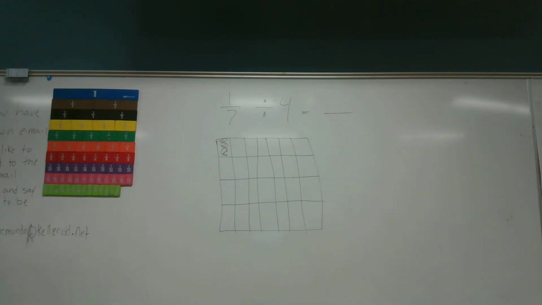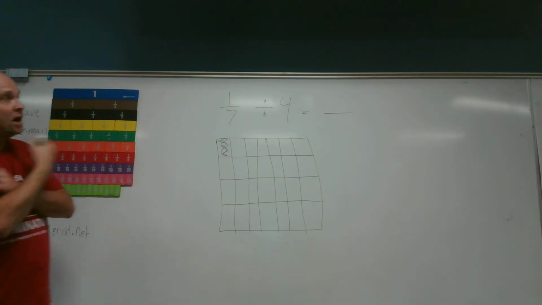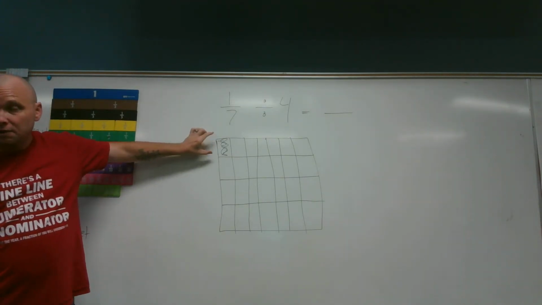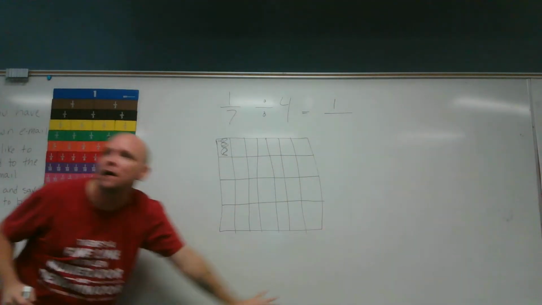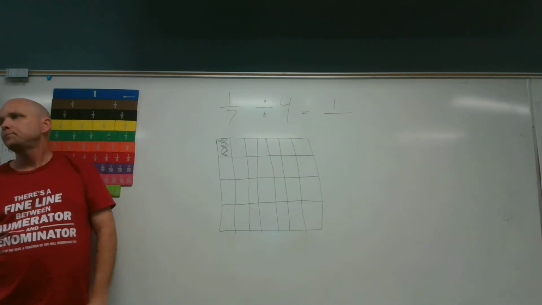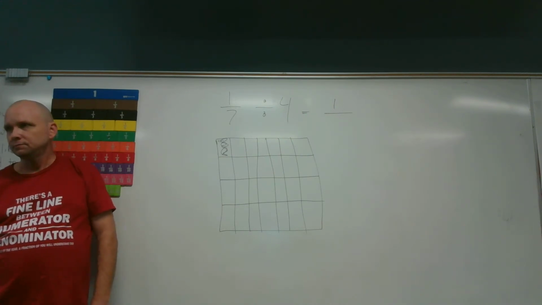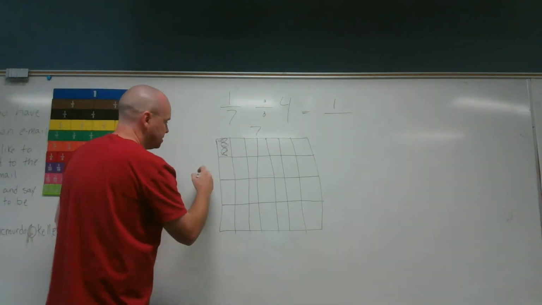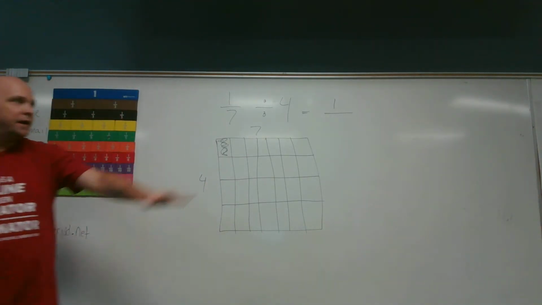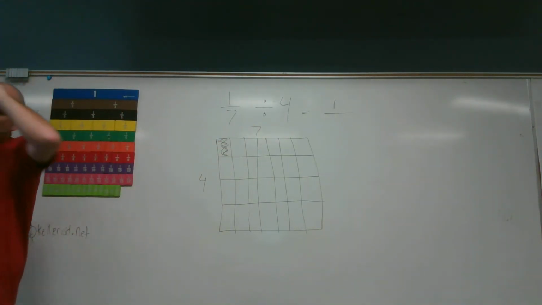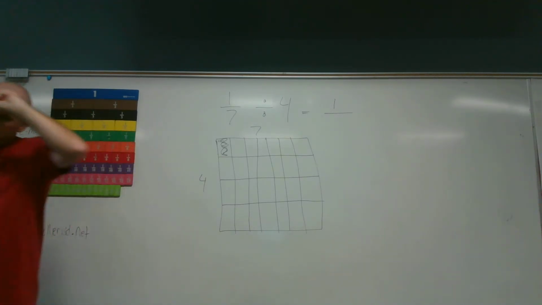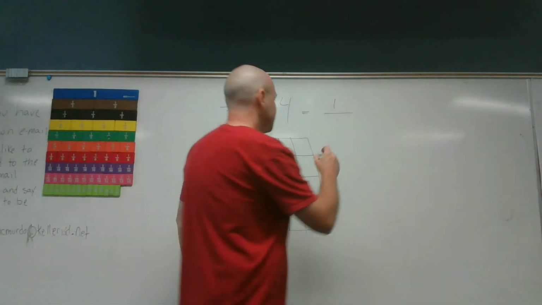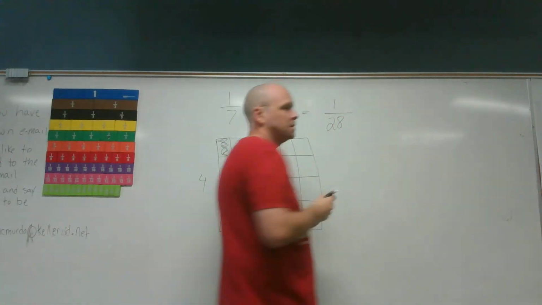Now what else, Sanaya? Obviously my numerator's 1, because I'm only talking about one little piece. One little piece out of how many? This is 7 across. This is 4 down. So if you think of it as an array, 7 times 4 is? 28.